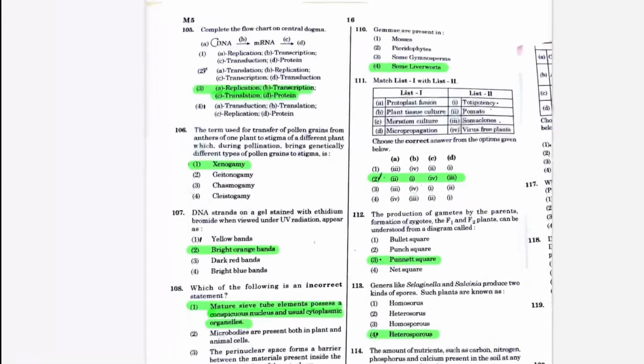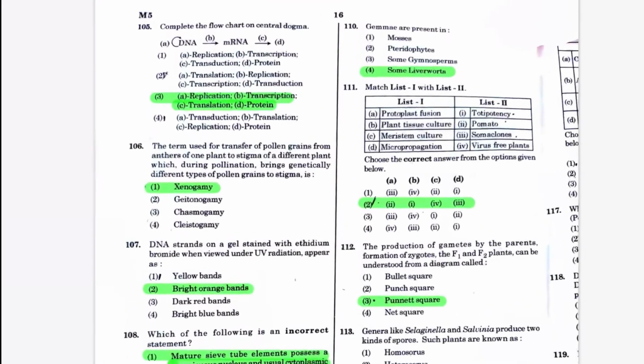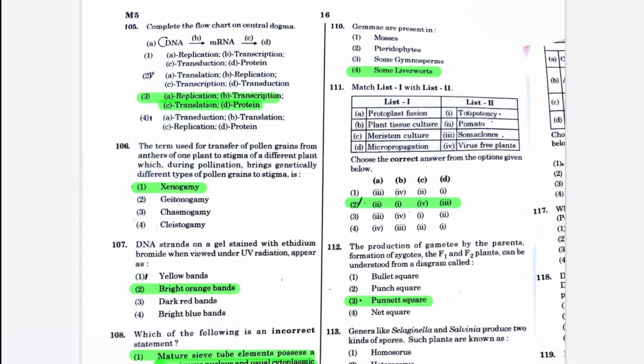Okay, so next question, 105. They're asking you to complete the flow chart on the central dogma of life. We know DNA, and again we are getting DNA, so option A would obviously be DNA replication. From DNA we get mRNA by means of transcription, so B is transcription, and from mRNA we get protein, so D is protein, and C is a process called translation. So option 3 is the correct answer.